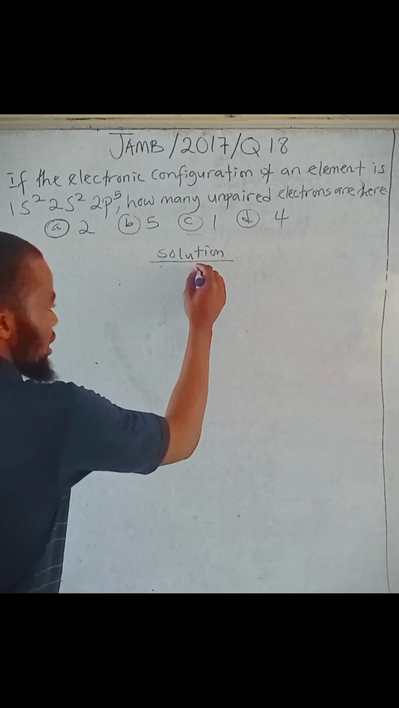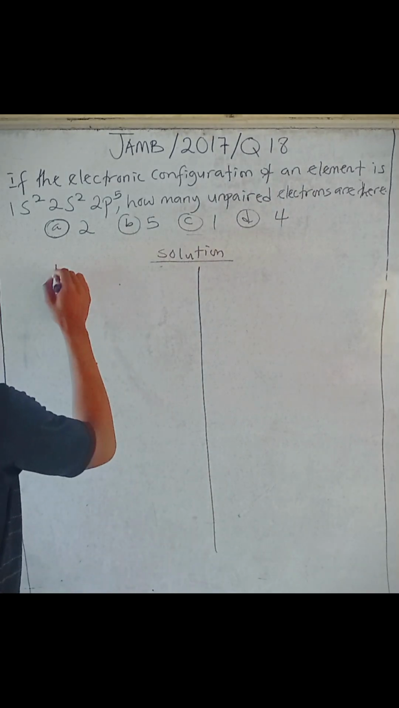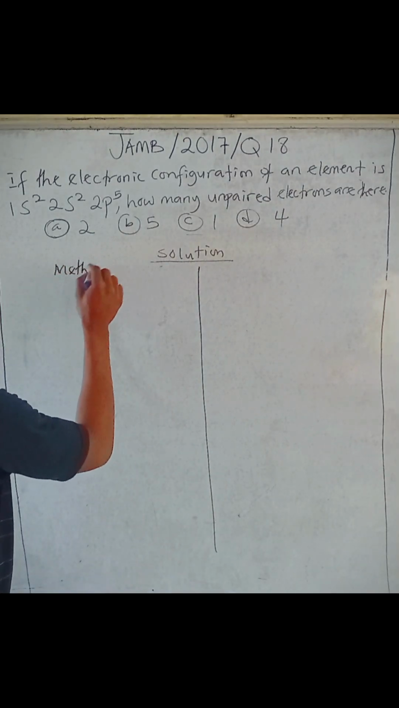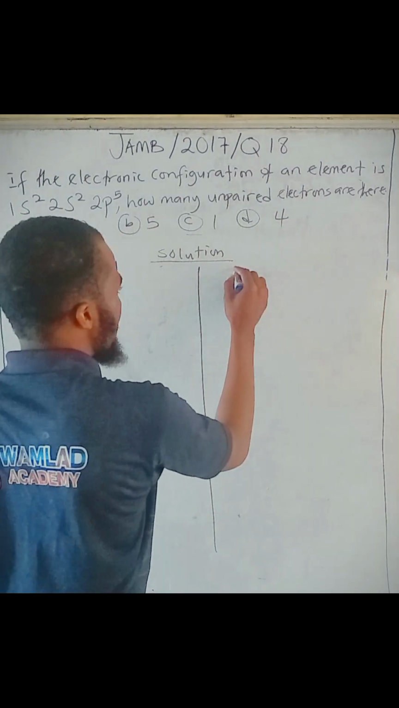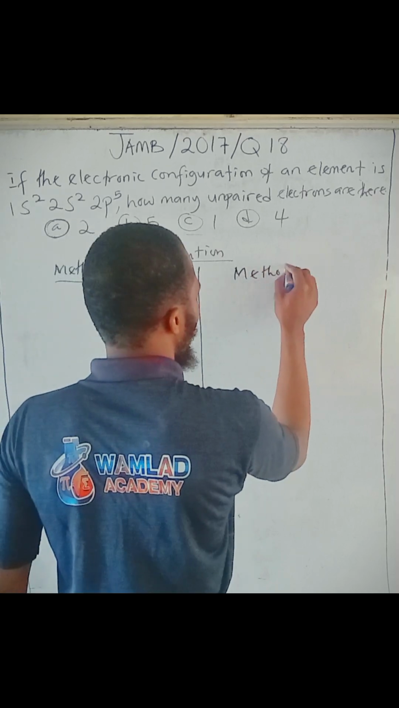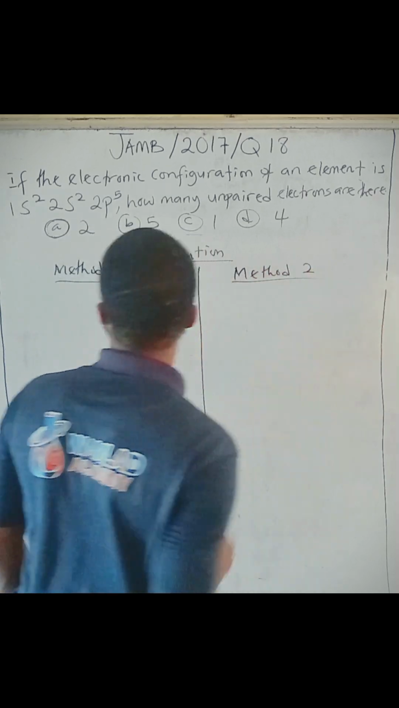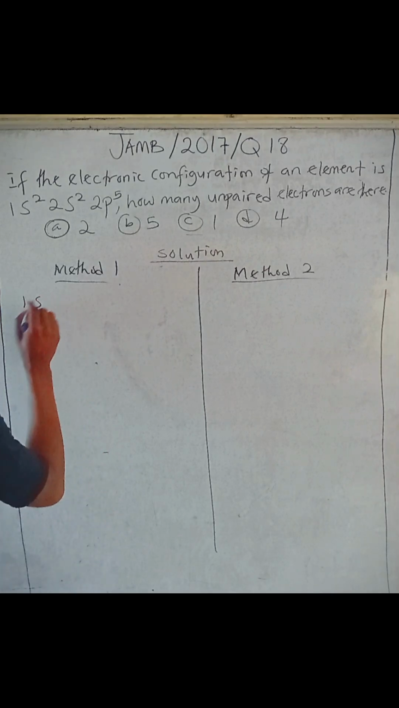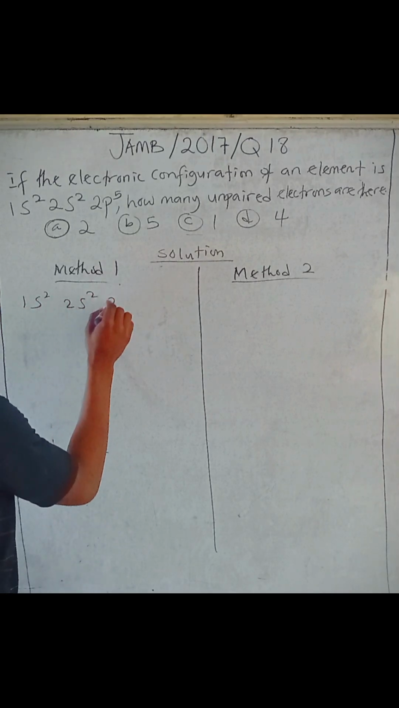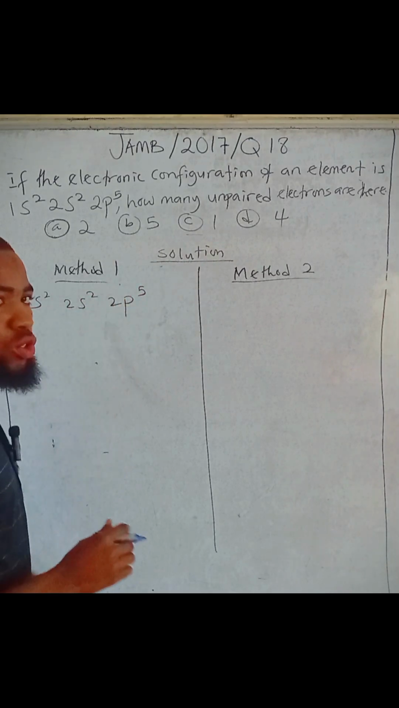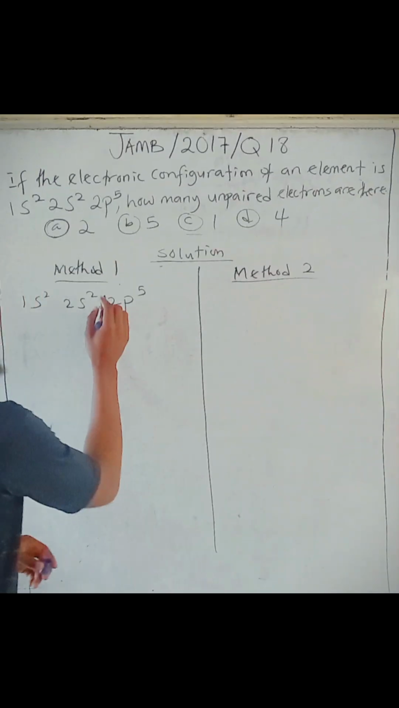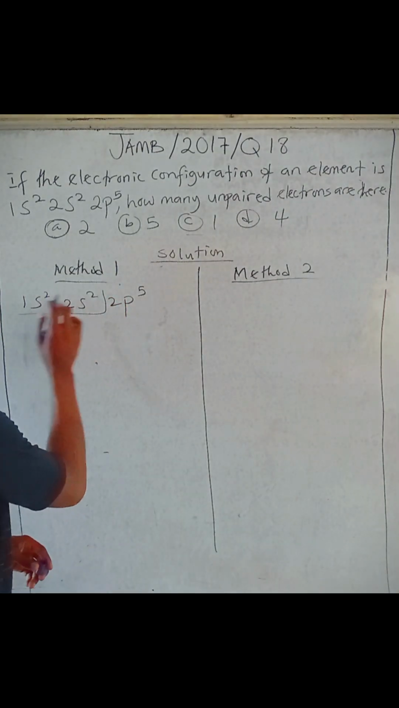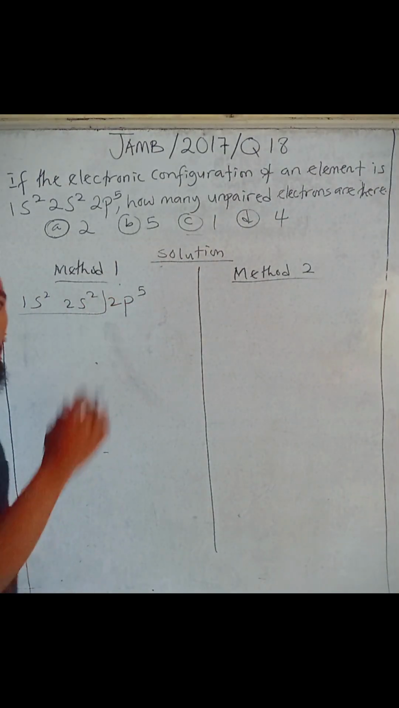So let's do it like this. Here we have method 1, and here we have method 2. For method 1, let's write out the electron configuration. You have 1s2, 2s2, 2p5. In this case, you are less concerned about the 1s2 and 2s2 orbitals. Let me focus on this 2p5.